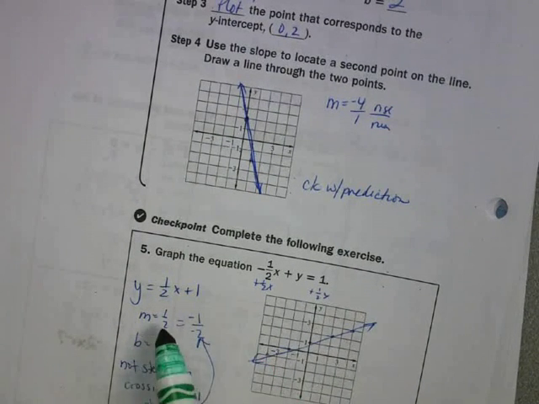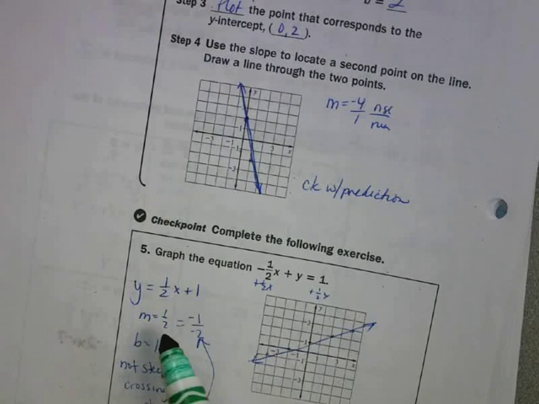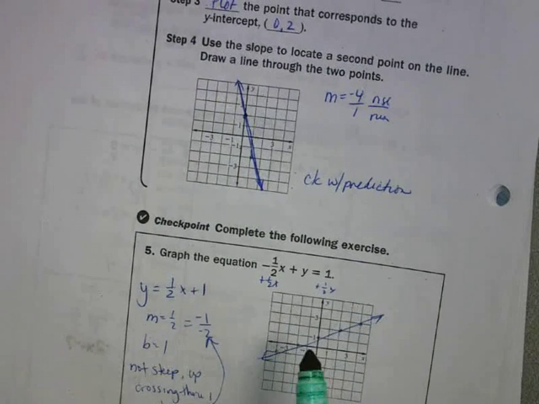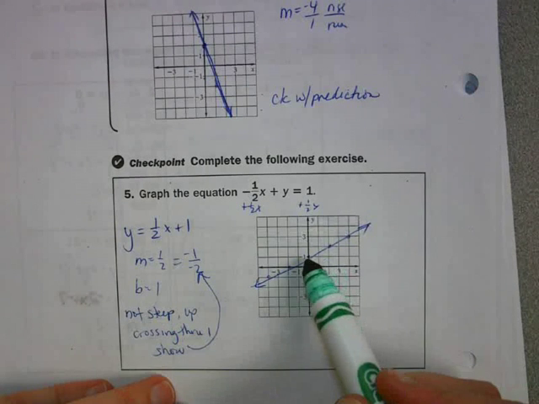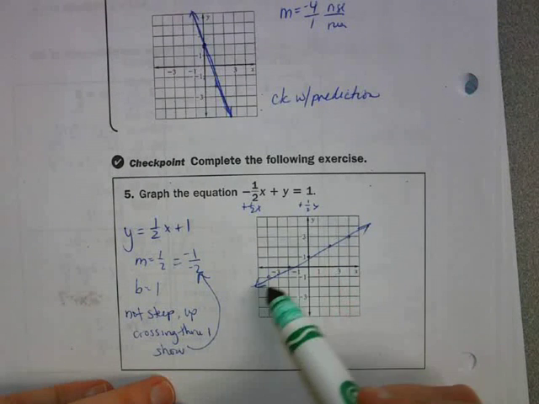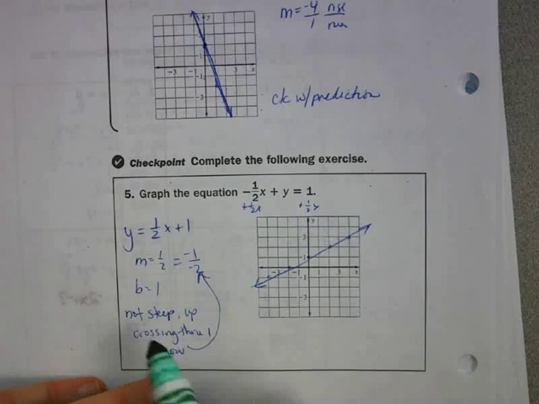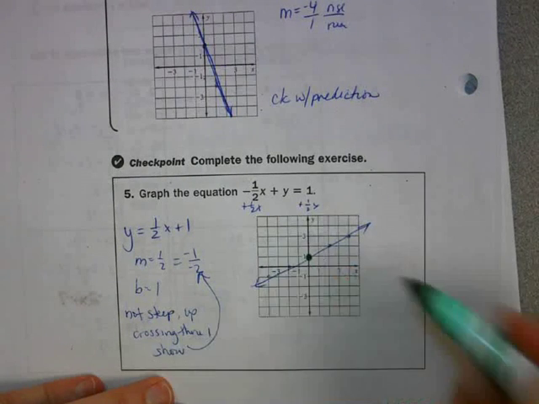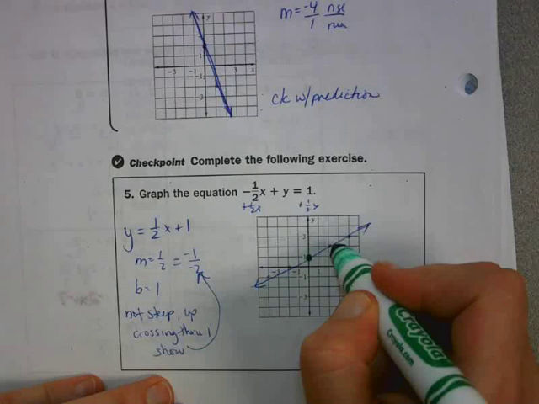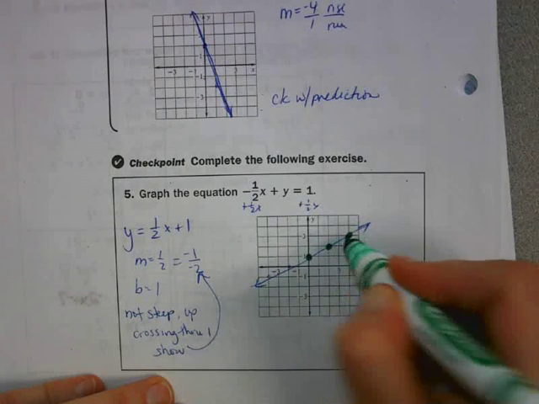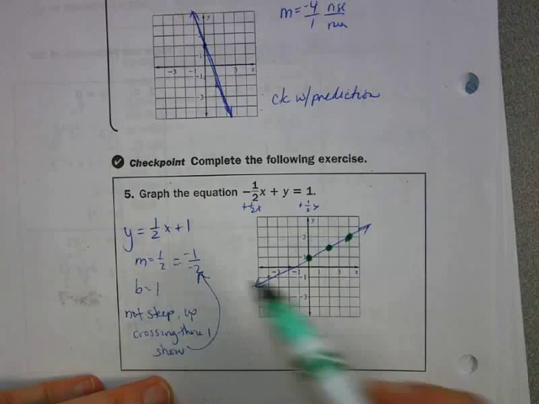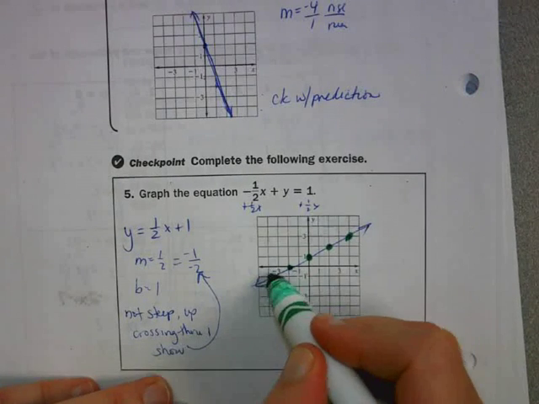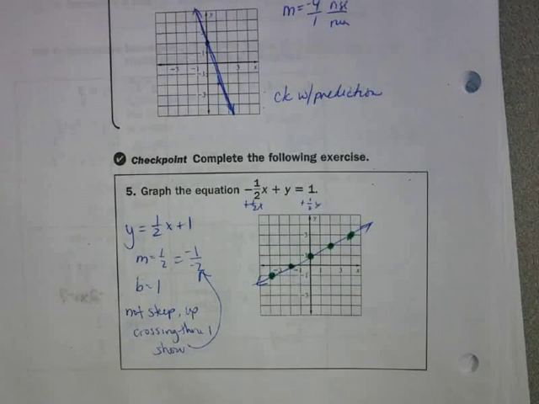I said it's not going to be steep because the absolute value of a half is less than 1, so it's not going to be as steep as a 45-degree angle. And the y-intercept is 1, so it's going to cross up here, and it's going up because that 1/2 was a positive. So here's my first point at (0, 1). And then I went up 1, right 2, up 1, right 2. I don't have to keep going if I don't want to. And then remember I said that could be the same as -1 over -2 if you didn't have enough room to get it on there. So here's my graph right there.